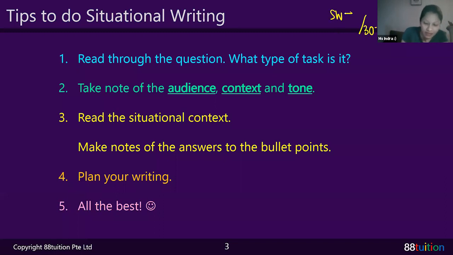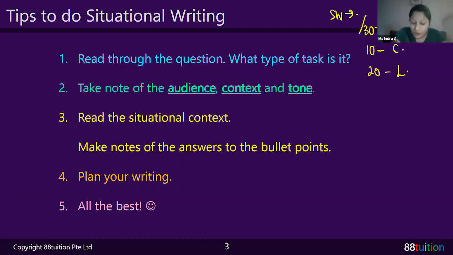Situational writing is out of 30 marks, of which you get 10 marks for your content and 20 marks for your language thereabouts. It's usually marked on this scale. So let's have a look at some tips that you can actually use to do your situational writing.